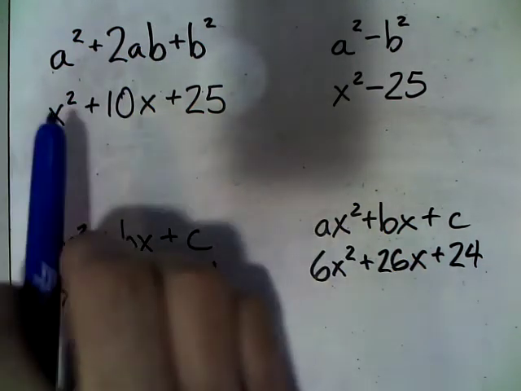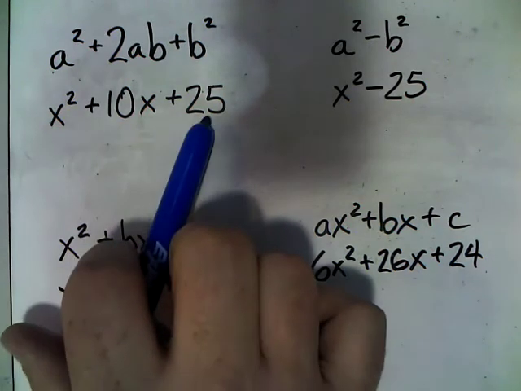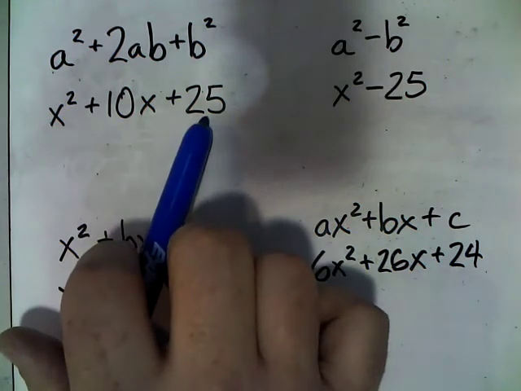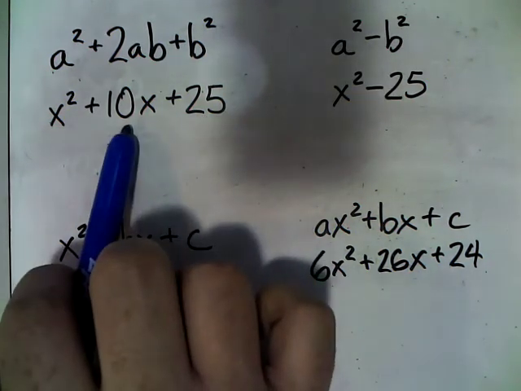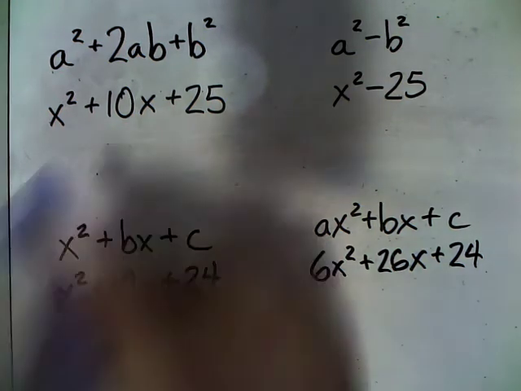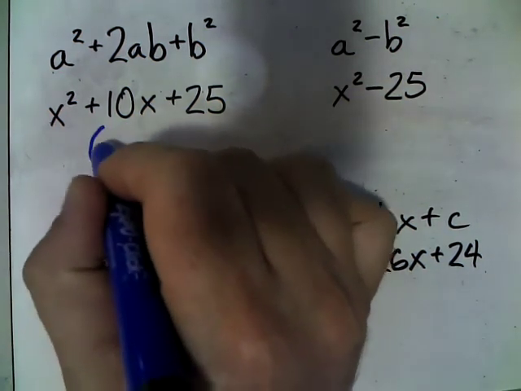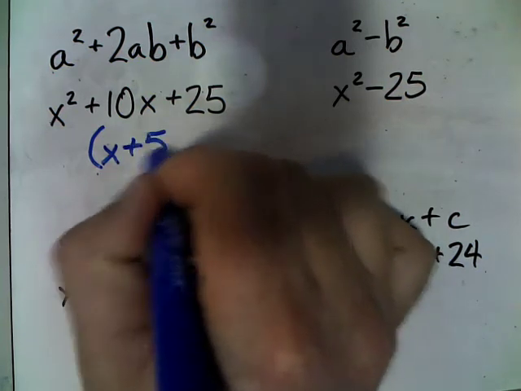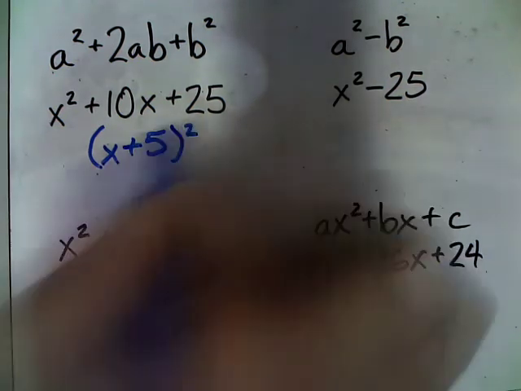So in this case, sure it is. This is x squared, this is 5 squared, and so their product would be 5x. Well, 10x is double that. So that means that this can be factored then into x plus 5, those are my two somethings, squared.